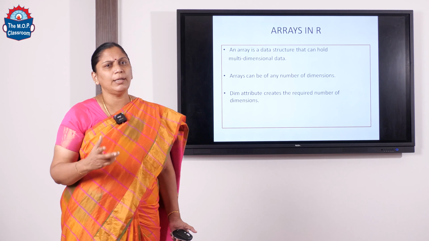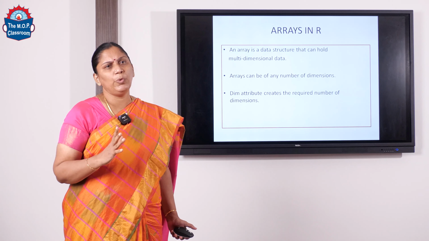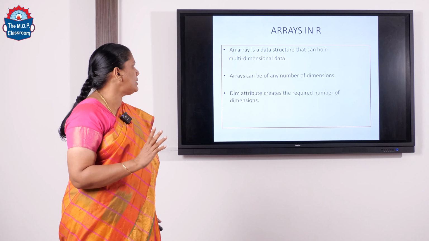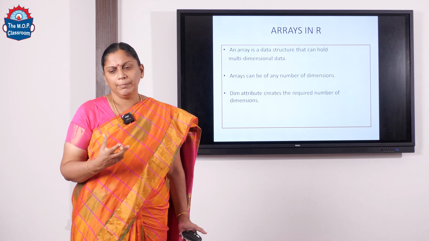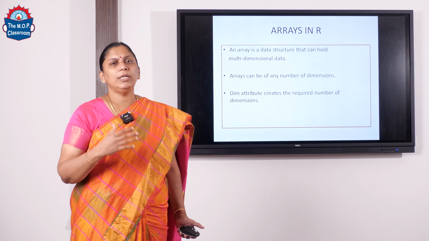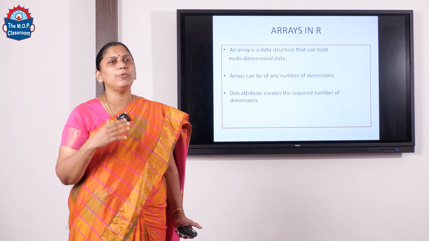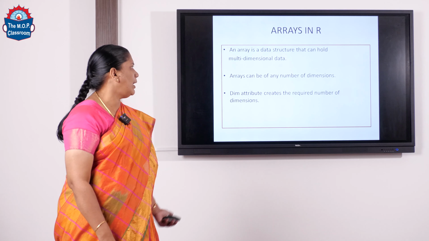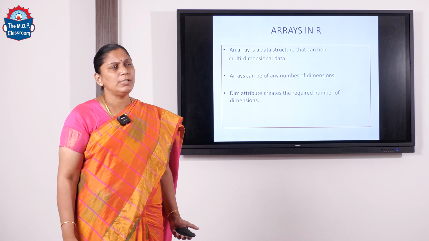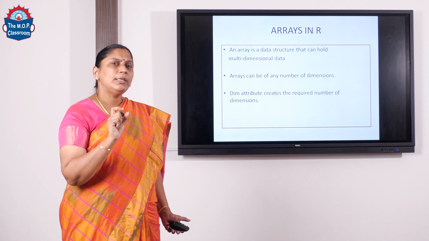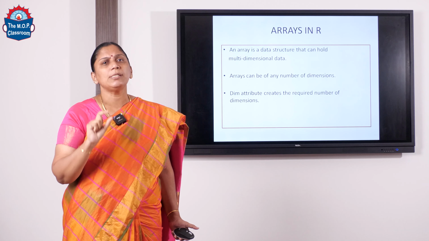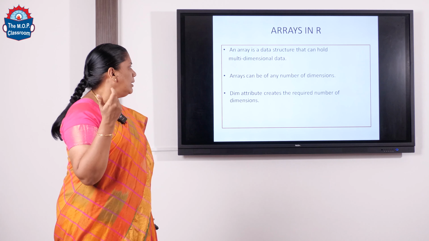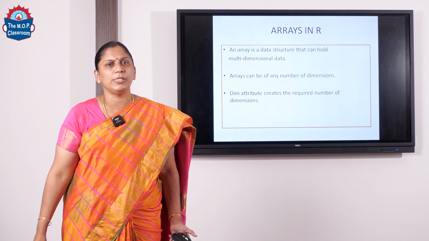So what is an array in R? An array is a data structure that can hold multi-dimensional data. Multi-dimensional data means more than one dimension. It can be any number of rows and columns. So arrays can have any number of dimensions in R. The keyword you specify for creating the dimensions is dim. Dim is used for creating the required number of dimensions in R.